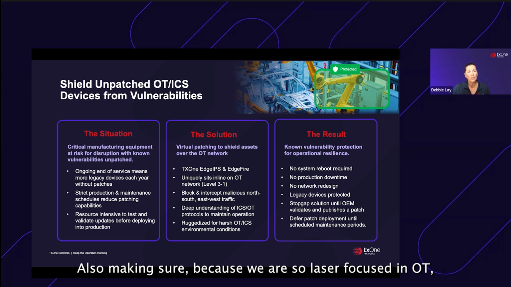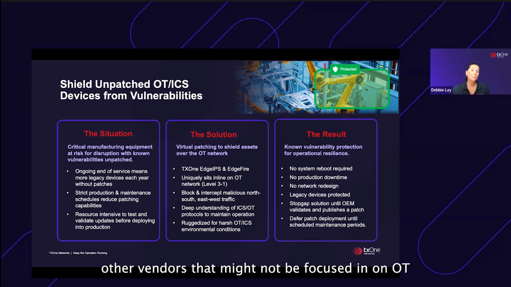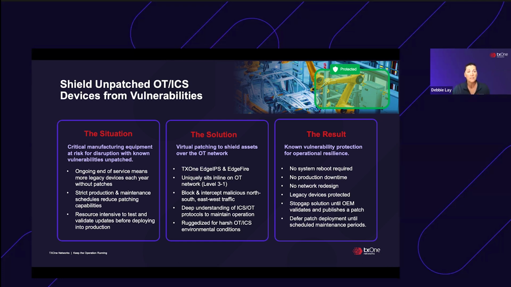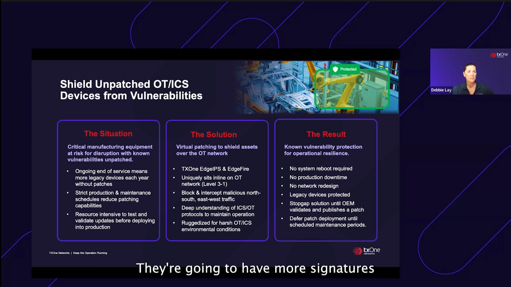Also, because we are so laser focused on OT, we have over 1,200 OT-specific patches. Go out and look at other vendors that might not be focused on OT and look for specific OT virtual patching. On the flip side, a solution that does virtual patching in the IT world, because that's where their focus is, is going to have more signatures around IT applications that I'm not going to have in our system. I get it, but we're staying laser focused on providing virtual patching for critical OT infrastructure.